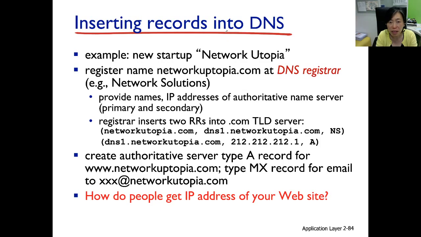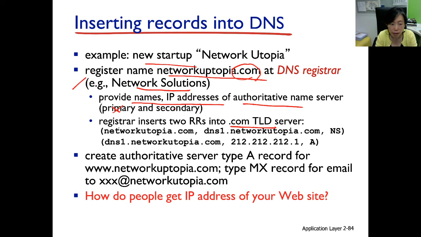Now let's try to put our knowledge into use. So here the scenario is you need to set up your network for a startup, network utopia. Two things you need to do. First, register your domain name with the DNS registrar. Being a .com, you talk to this company, Network Solution, who maintains the .com TLD server. Second, you also provide the name and IP address mapping of the authoritative DNS server you'll be setting up. There could be a couple of them, just in case the first one failed, there's a backup.